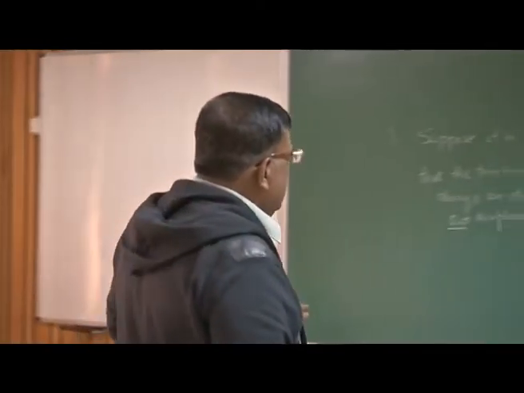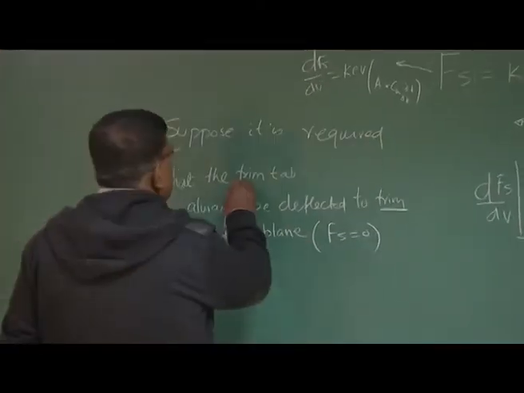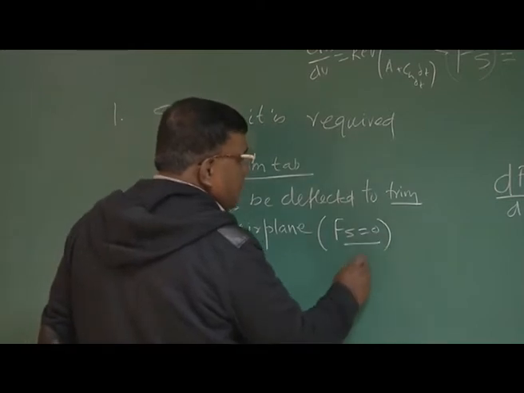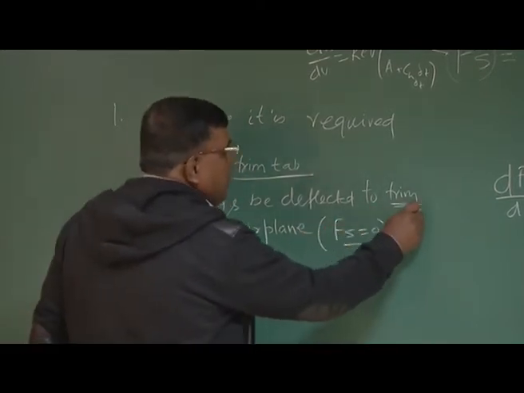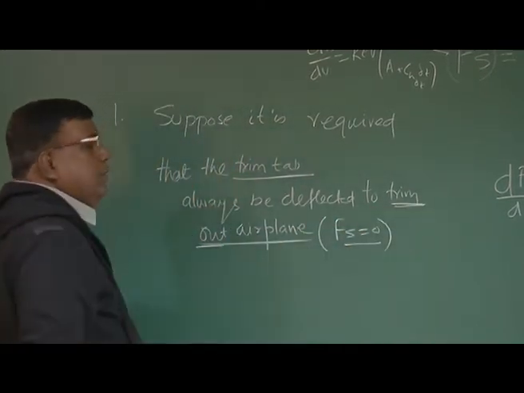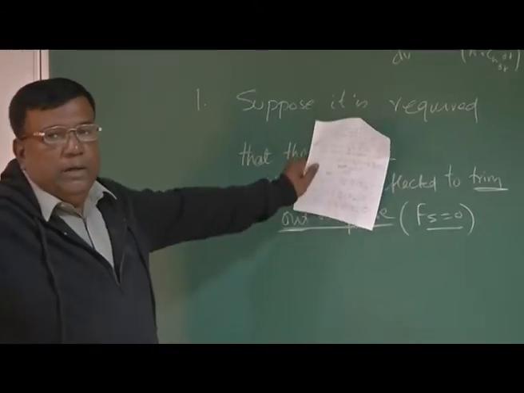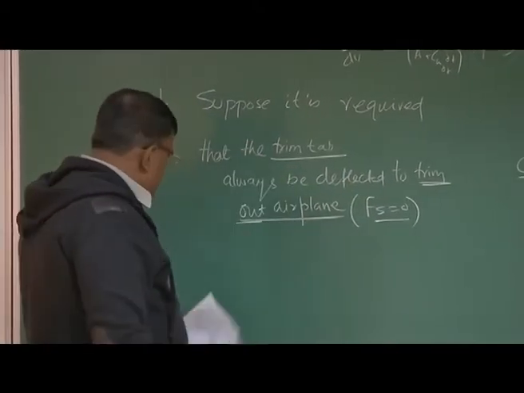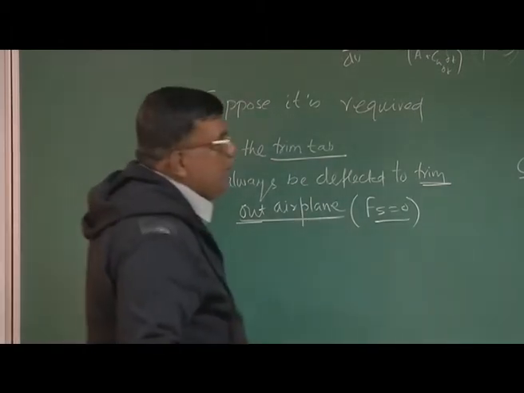Correct? So that is what the language is: trim tab so that Fs is 0, which is trim, or in pilot's language, it is trim out the airplane. I have trimmed out the airplane, okay? Now with this understanding, let us see how to formulate.